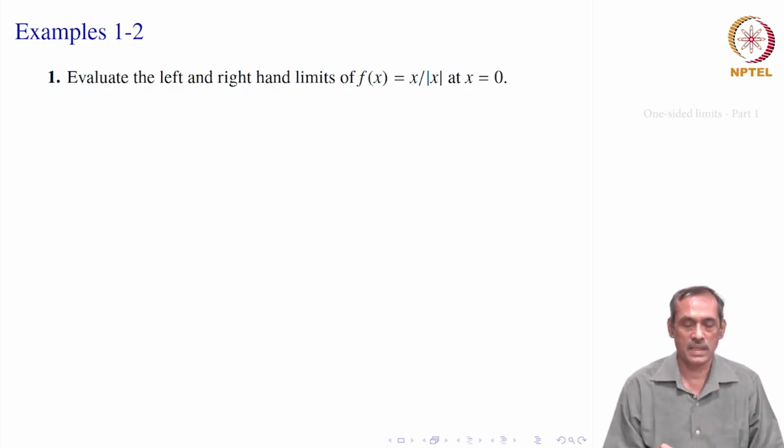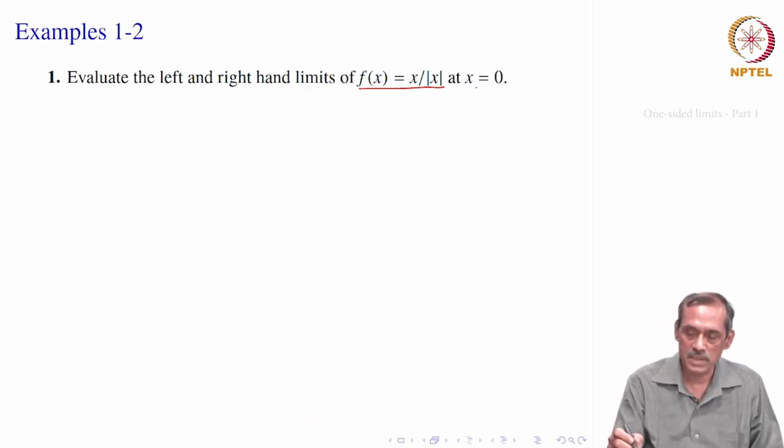Okay. So, let us see an example how it is applied. Let us say we have the function f of x equal to x divided by mod x, and we want to find its left hand and its right hand limits, and also if possible its limit at x equal to 0. So, for the left hand limit, we should have a left neighborhood of 0, where the function should be defined. Of course, the function is defined everywhere except at x equal to 0, x divided by mod x. So, that condition is satisfied.